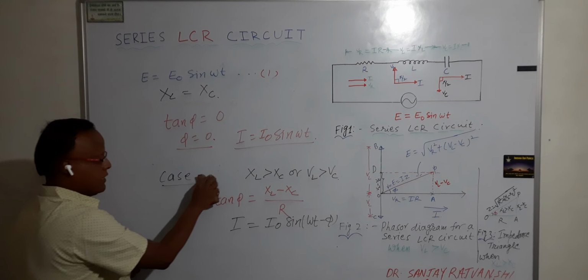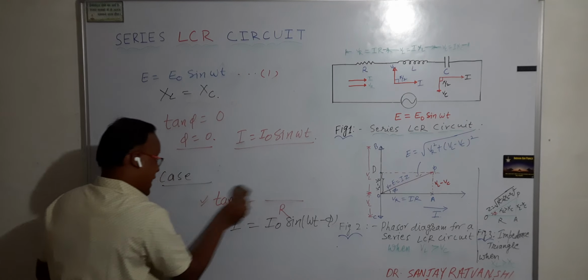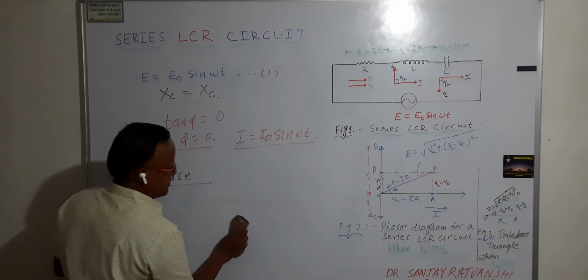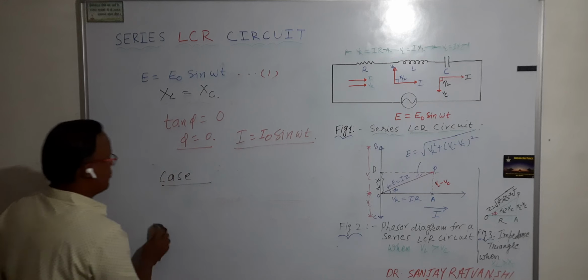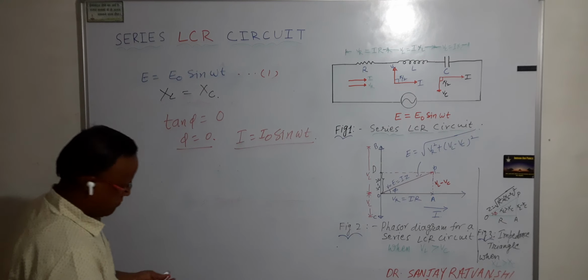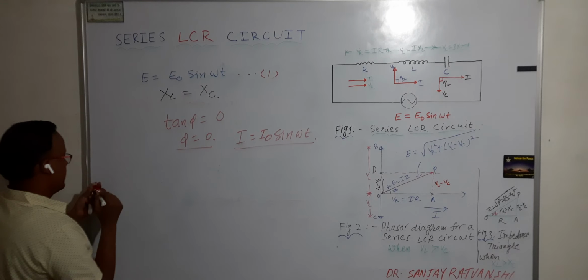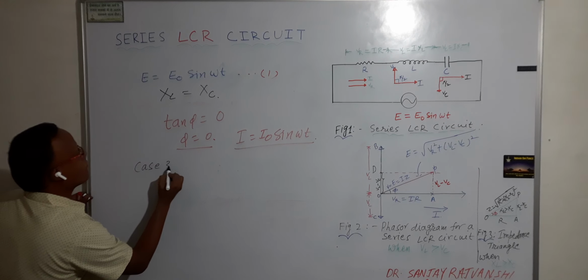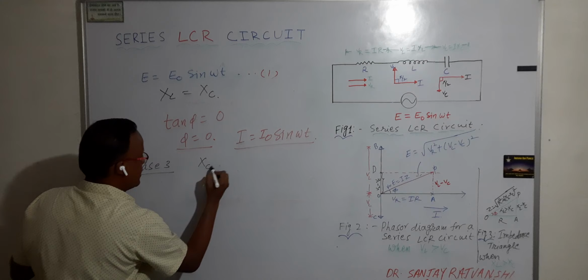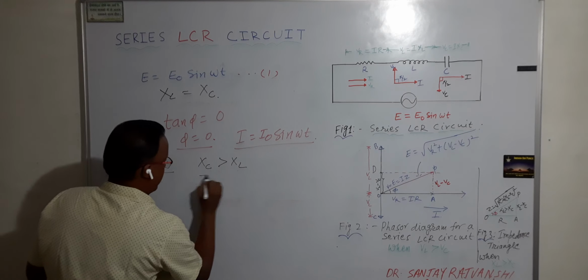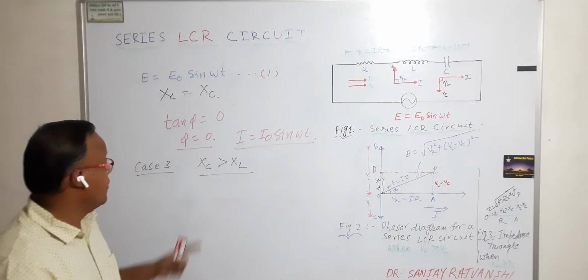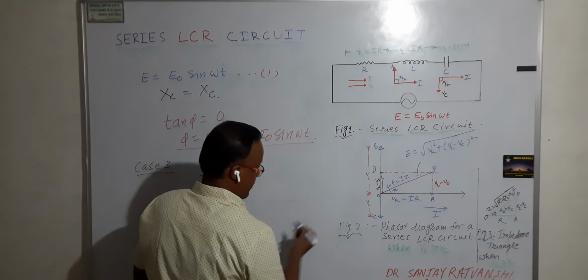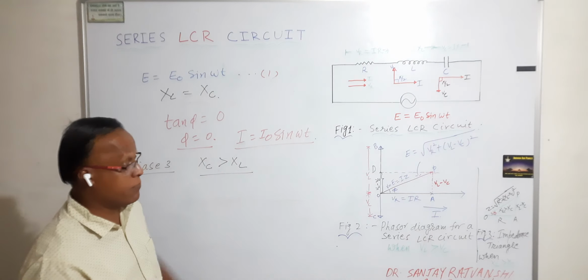Now case 3, the reverse of this: XC is greater than XL. That's why I told you that I will explain after some time. So now case 3, what are we taking? XC greater than XL. What happened in this case? When XC is greater than XL, I draw the impedance triangle again for your simplicity.